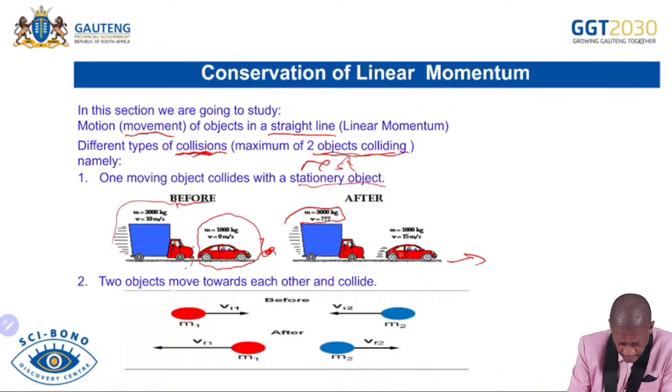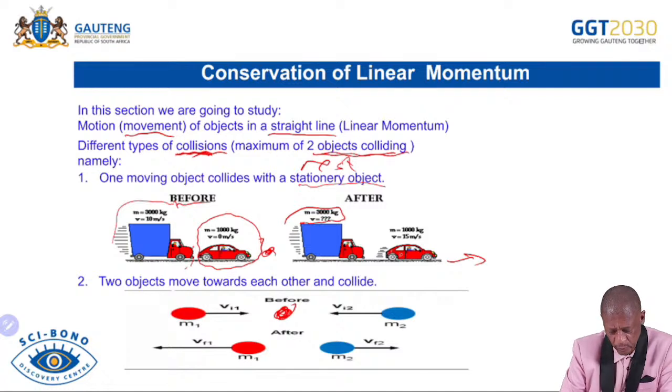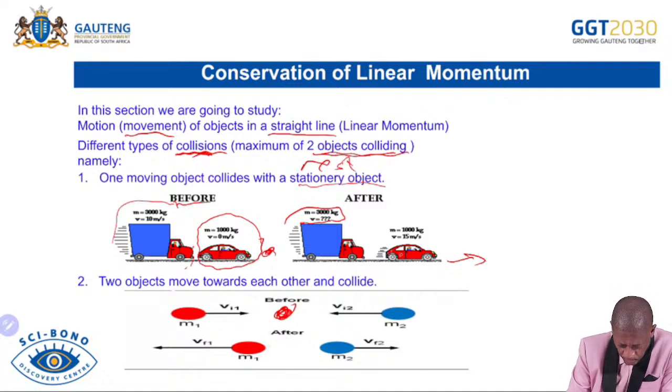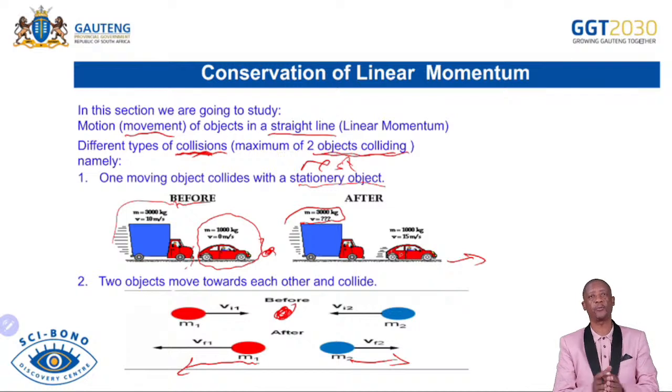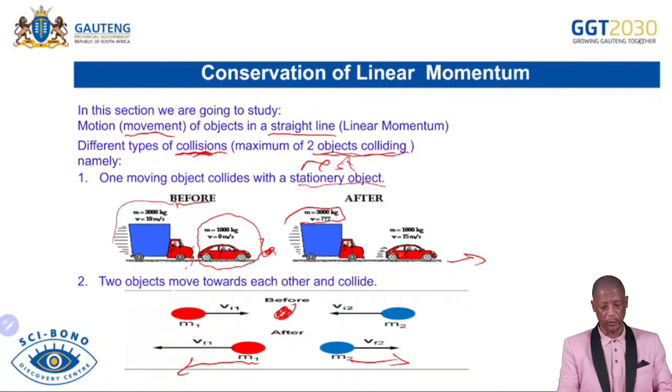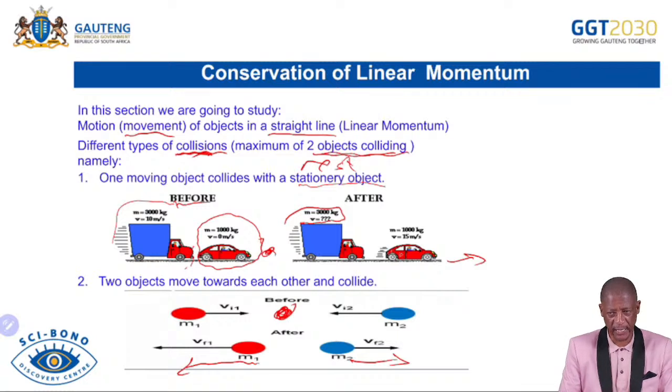In other words, these are the two objects approaching one another. We've got this object, which is M1, and this is M2. Then they're approaching one another. Somewhere here they collide. After collision, they went back where they came from. This one this way, this one this way. So in other words, they bounce back. This is another type of collision, but we're still using only two objects.